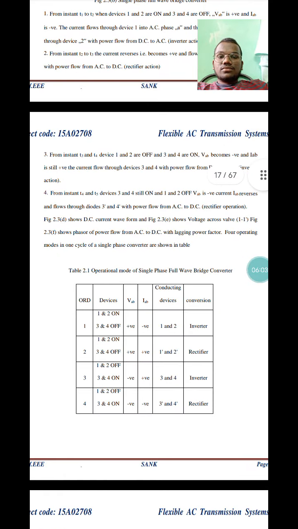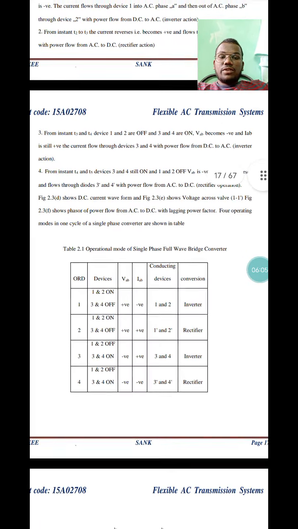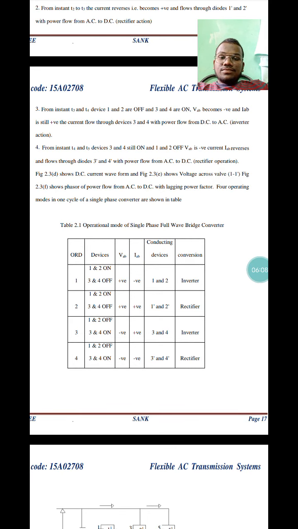The operation mode of the single phase full wave bridge converter is shown in the table below. In the first order, devices 1 and 2 are on, 3 and 4 are off. VAB is positive and IAB is negative. The conducting devices are 1 and 2, and the conversion is inverter. If 1 and 2 are on, 3 and 4 are off, VAB is positive and IAB is positive. The conducting devices are the diodes of 1 and 2, and the conversion is rectifier.